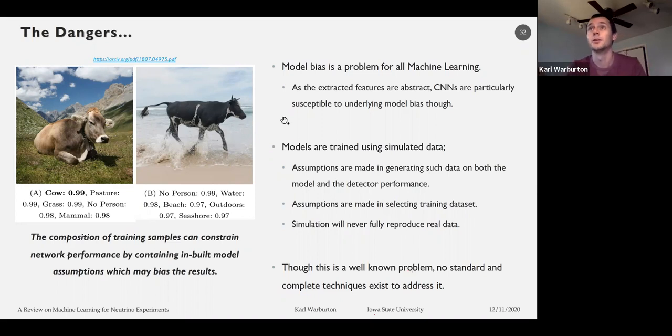So, if you present it an image that doesn't look anything like the training data set, then it can get really confused. And so, we particularly worry about this in particle physics because we train our models on simulated data where we make a bunch of assumptions going in about how the simulated data relates to the real physical data. You also make assumptions in selecting your training data set. And one complication for all of this is that we know simulation will never fully produce the real data. And, worryingly, this is a well-known problem, but there's no standard or complete techniques to address it. So, as a whole community, we need to work on improving this.